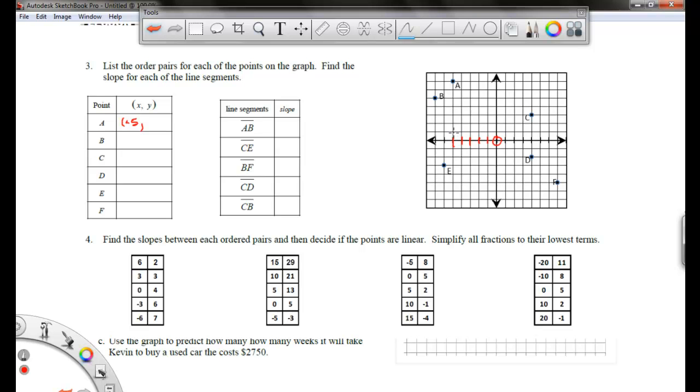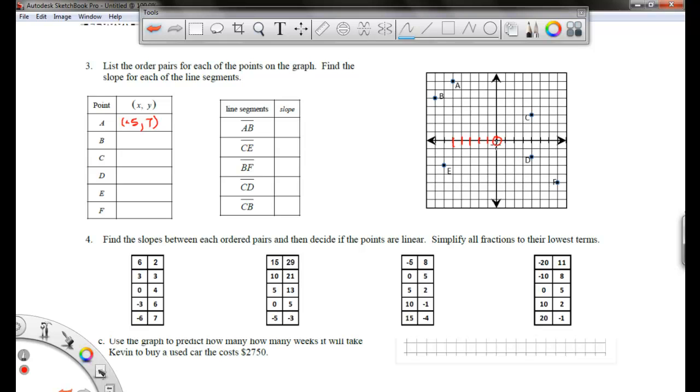And now I want to go up 1, 2, 3, 4, 5, 6, 7. And that's going up. It's in the positive on the y-axis. So that point is a negative 5 and 7. And that's point A. Let's go down and let's look at point F.